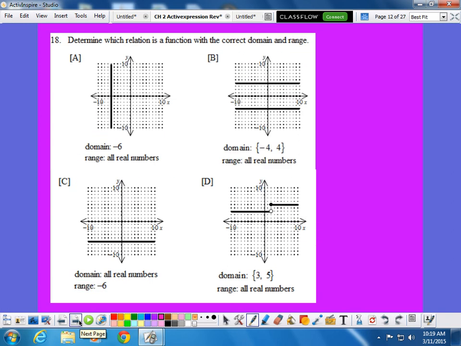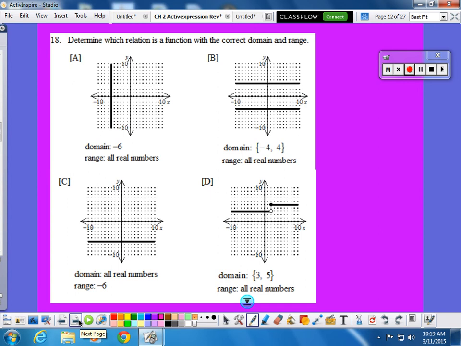Alright, determine which relation is a function with the correct domain and range again. This is not even a function, this doesn't pass the vertical line test. These are functions, they do pass the vertical line test because it goes right there, that's a hole, so that would just hit 1 point. The domain though would be all real numbers also, because even here is colored in. The range over here is just down at -6, the domain's all real, so yeah.